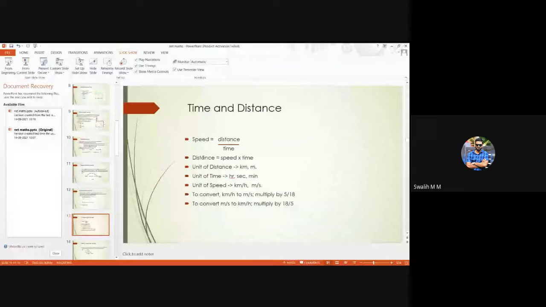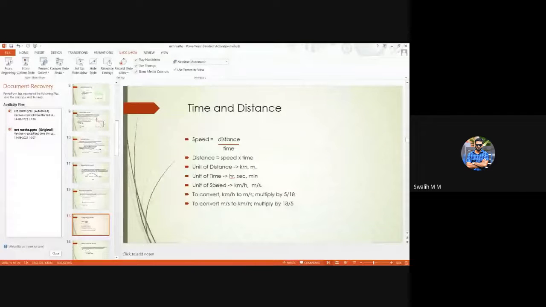These kinds of equations you must know, not just this one. And the unit would be of two types, either kilometer or meter, and hour or second. Now, if minute is given, you need to convert into hour. And the unit of speed would be kilometer per hour and meter per second. Sometimes you have to convert meter per second into kilometer per hour or kilometer per hour into meter per second. For that, you need to know this.